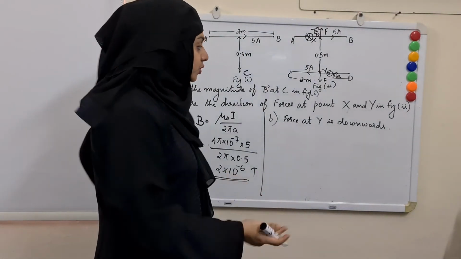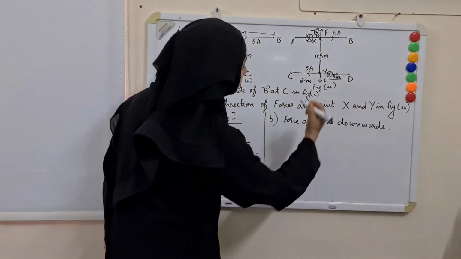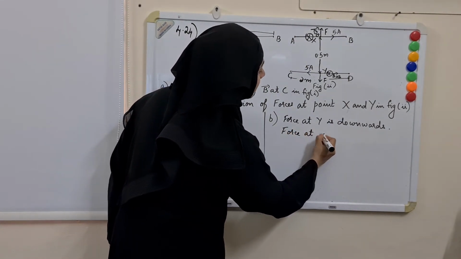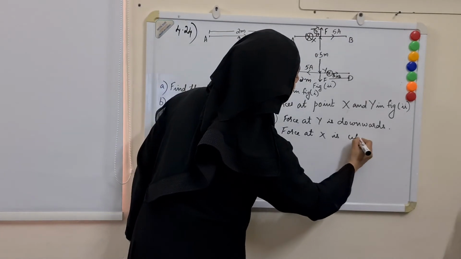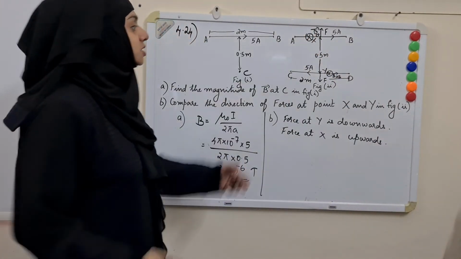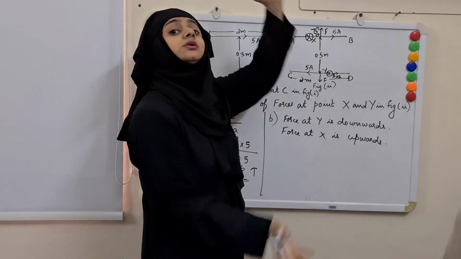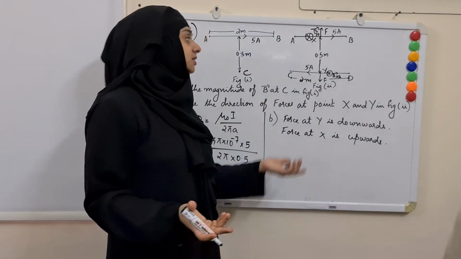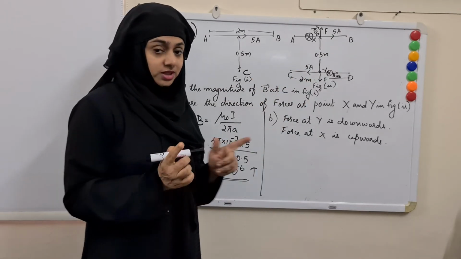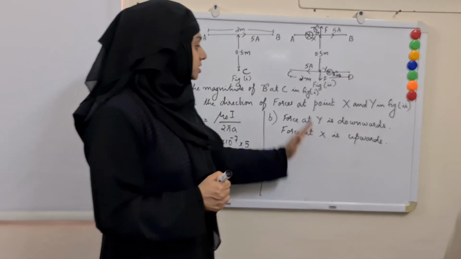For the exam, you have to mention all of Fleming's left hand rule and the right hand thumb rule. I'm just writing here the result. What is the result? Force at X is upwards. See, they are in opposite directions, so these two wires will repel each other. We already learned that if the currents are in opposite directions, they will repel each other, right? So this is the result.